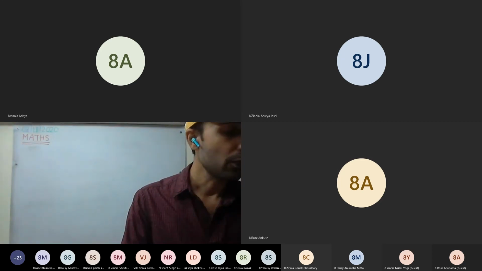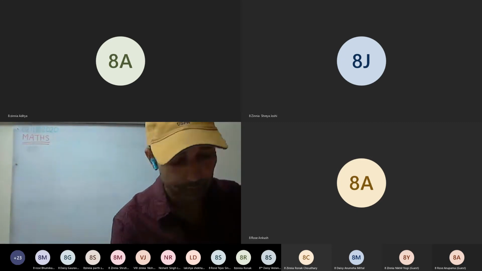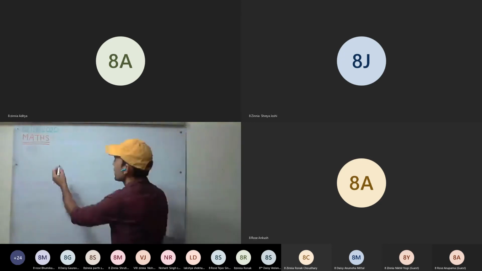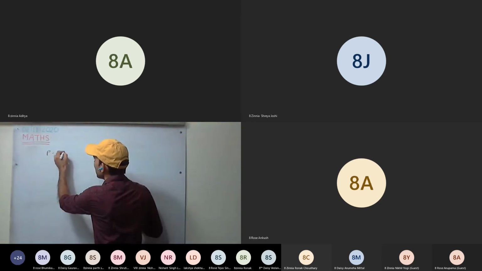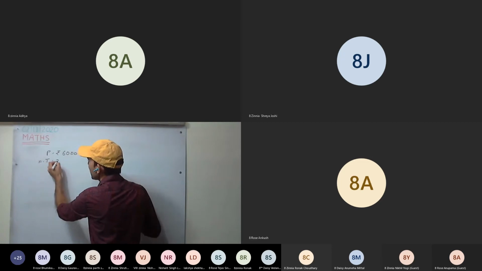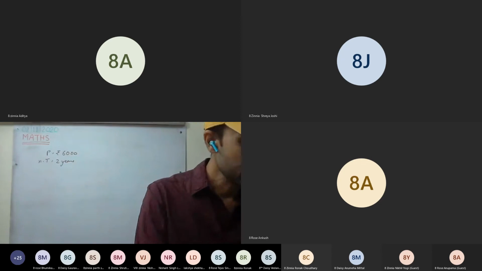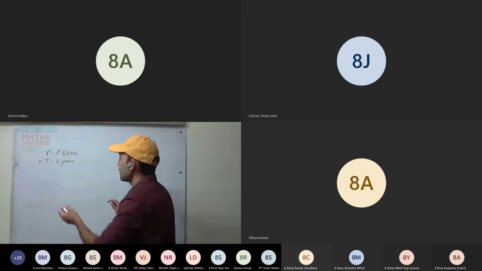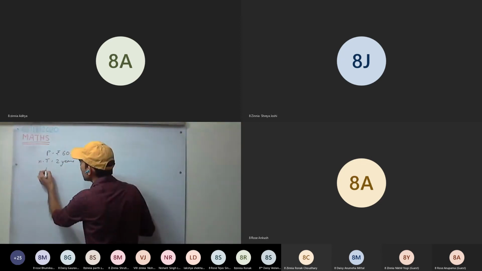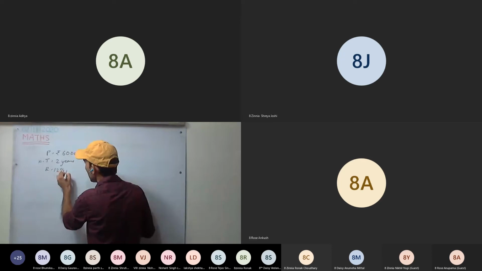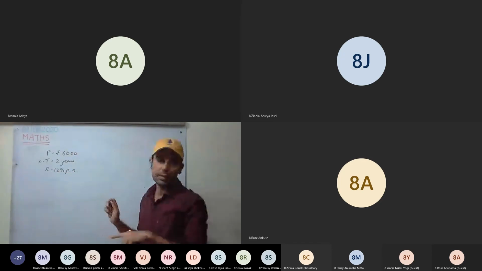A man borrows rupees 6,000 for 2 years. So 6,000 rupees is the principal. It was borrowed for how many years? 2 years, n equal to T equal to 2 years. And the rate of interest is 12% per annum compounded annually.